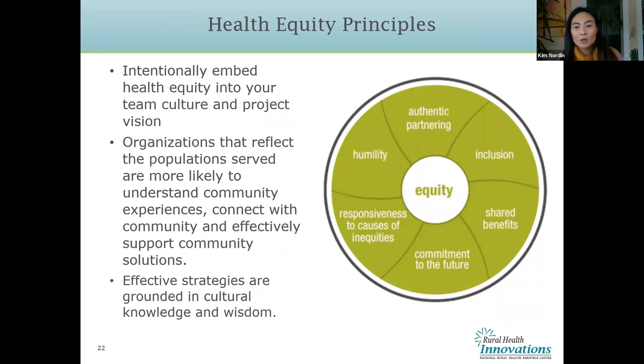Achieving health equity requires focused and ongoing efforts to address injustices, overcome economic, social, and other obstacles to health and healthcare, and eliminate preventable health inequities. The following principles emphasize the importance of addressing all people inclusively and respectfully. Intentionally embed health equity into your team culture and project vision, and we'll be leading you through a health equity assessment tool during the strategy planning workshop, and Deb will talk a little bit more about that later.